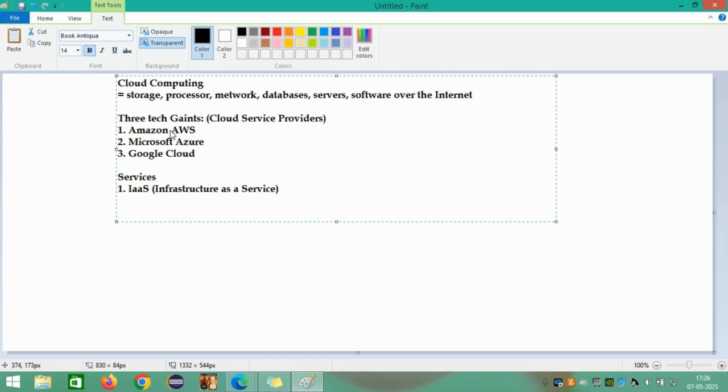So this helps us to create VMs, storage, networking. So the basic architecture for working on any application is going to be provided.